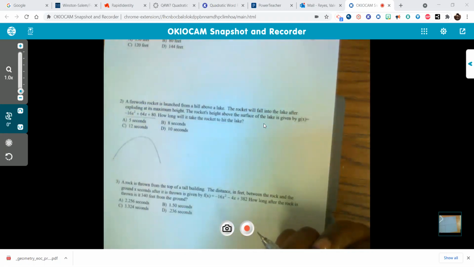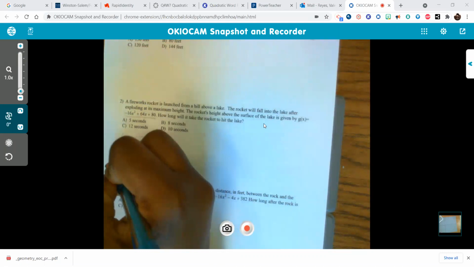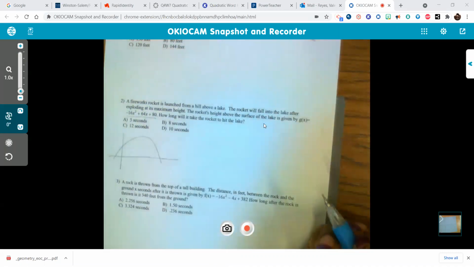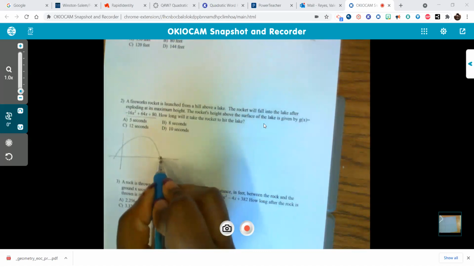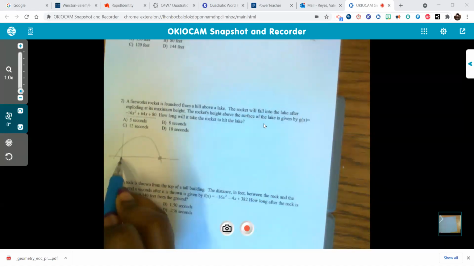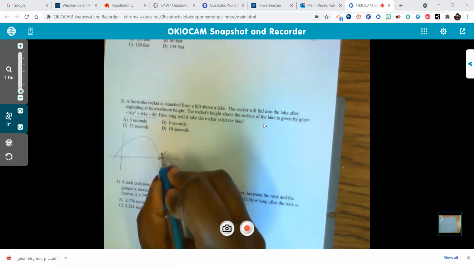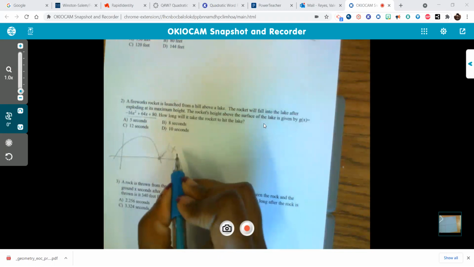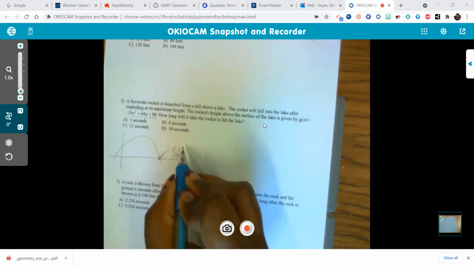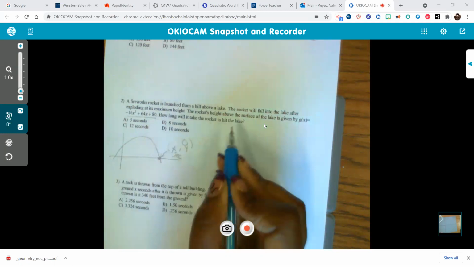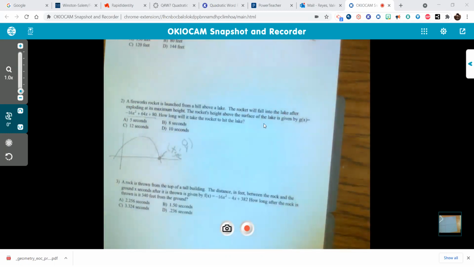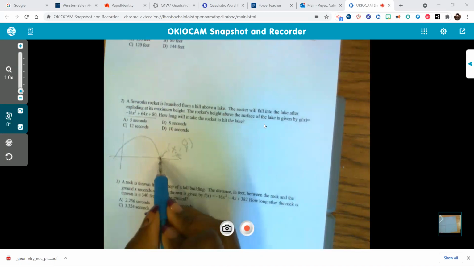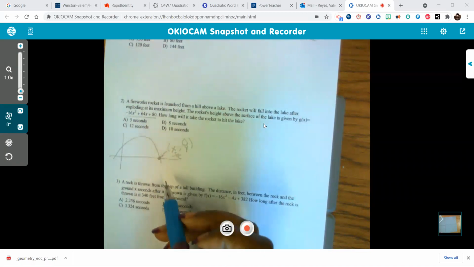What are they looking for? They are looking for when it hits the ground. So they're looking for this amount over here when your y, or your height, is at 0. This is what they're looking for, that x value. It says how long, so they're looking for x seconds. We know our height is going to be 0 because it hit the ground. So in order to figure out what this is, you are going to factor.